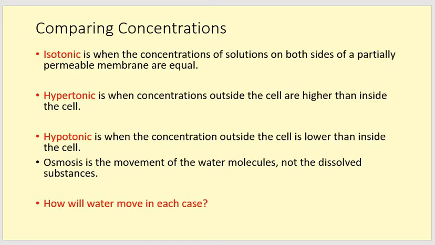So it is at the same concentration, and isotonic means the concentration of solutions on both sides of the membrane are equal. So iso is equal. Hypertonic is when the concentrations outside the cell are higher than inside the cell, and hypotonic is when the concentrations outside are lower than inside. So the opposite, hypertonic, hypotonic are opposites.